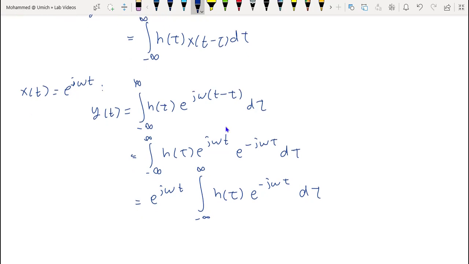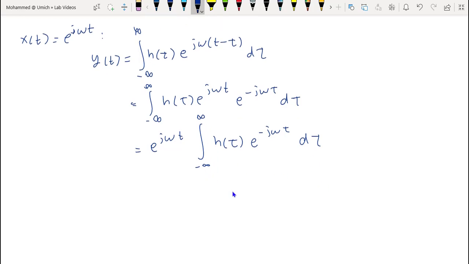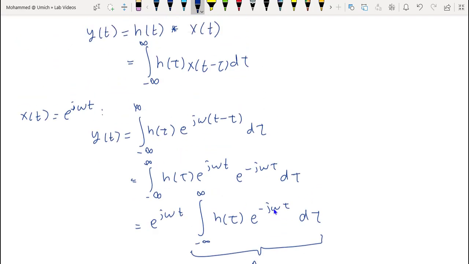Now notice, complex exponential in, complex exponential out, times the integral from minus infinity to infinity of h of tau e to the minus j omega tau d tau. And it turns out that this is what we define as the frequency response function H(j omega). Now let's test it.